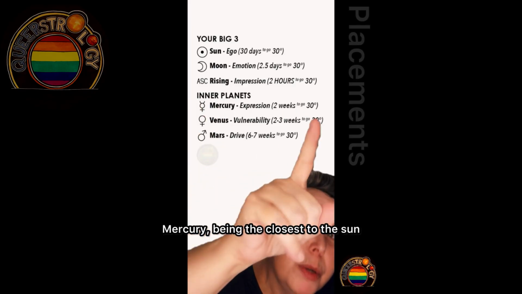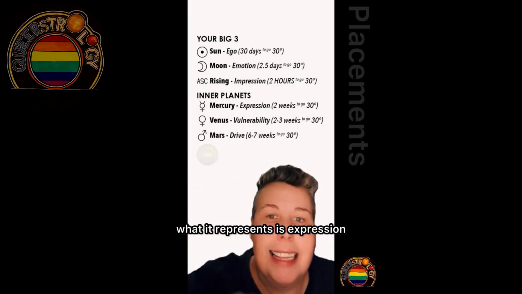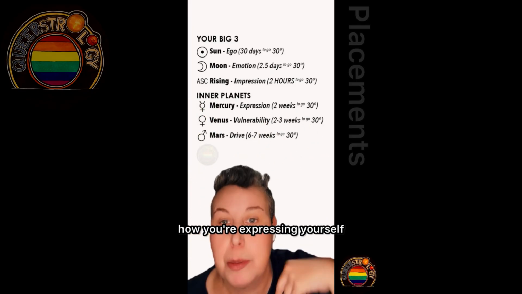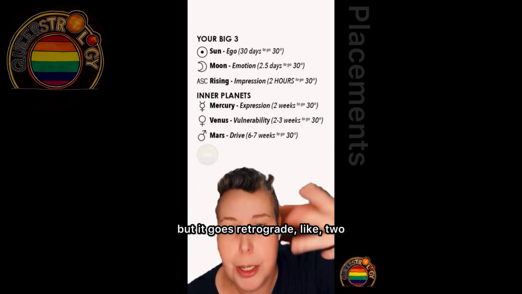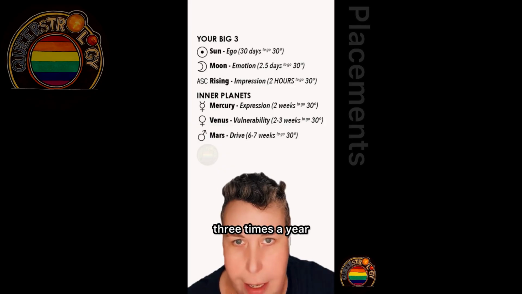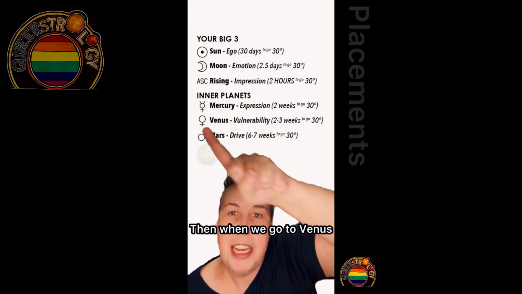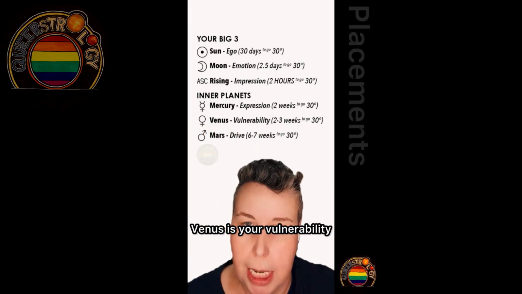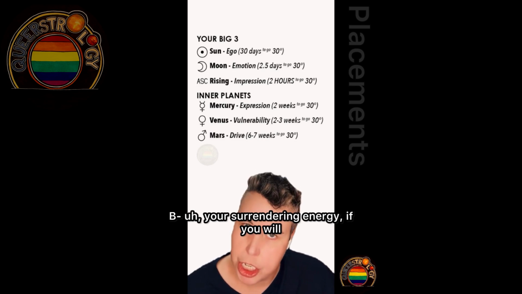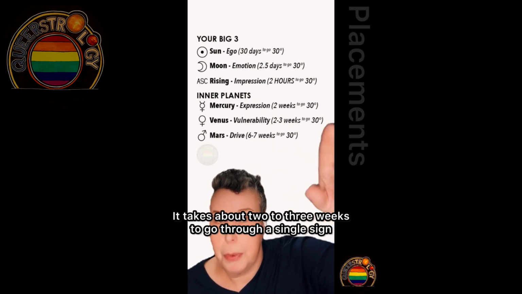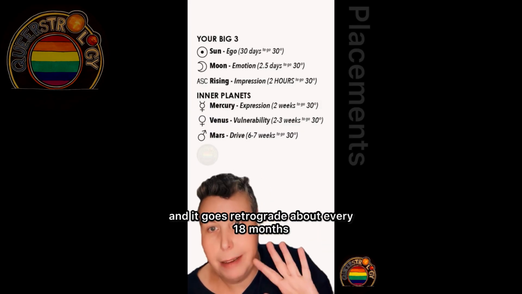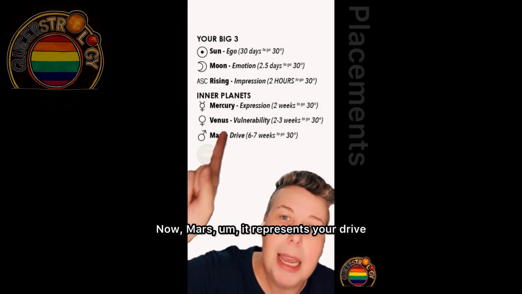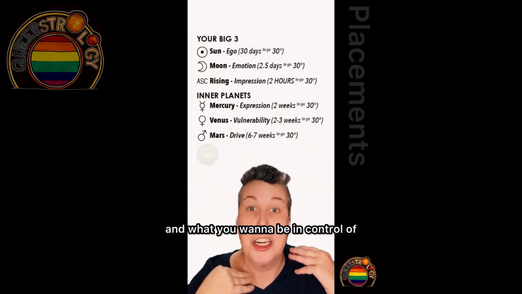Mercury, being the closest to the sun, represents expression. It's how you're expressing yourself in your chart. Now, it takes only 2 weeks to go 30 degrees, but it goes retrograde like 2-3 times a year, as we all know. Then when we go to Venus, Venus is your vulnerability, your surrendering energy, if you will. It takes about 2 to 3 weeks to go through a single sign, and it goes retrograde about every 18 months. Now, Mars represents your drive and what you want to be in control of.